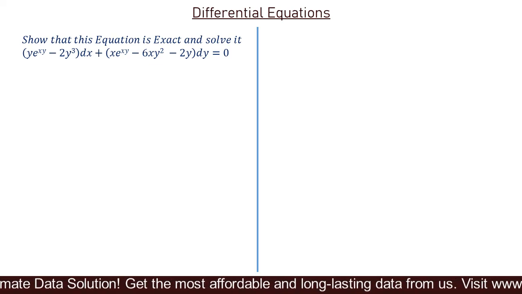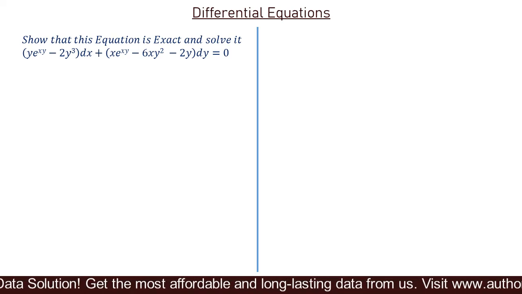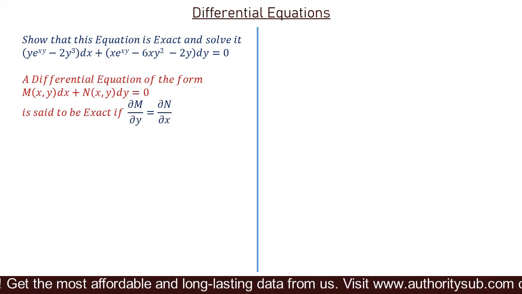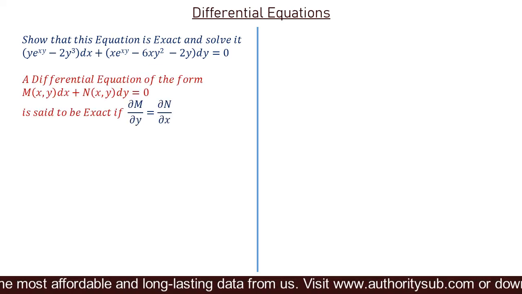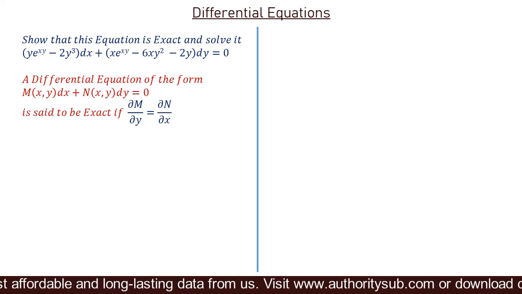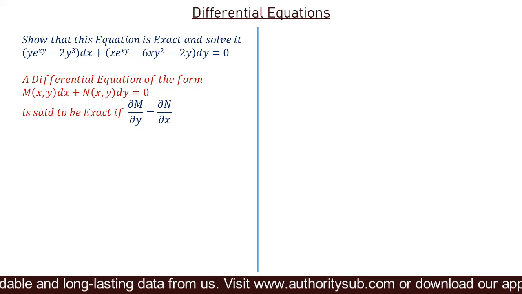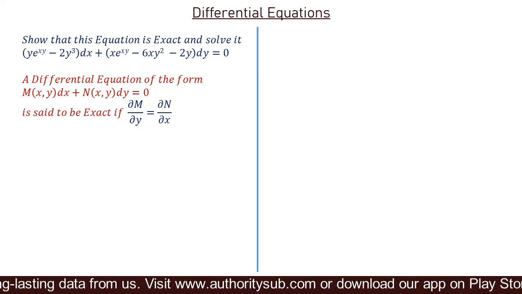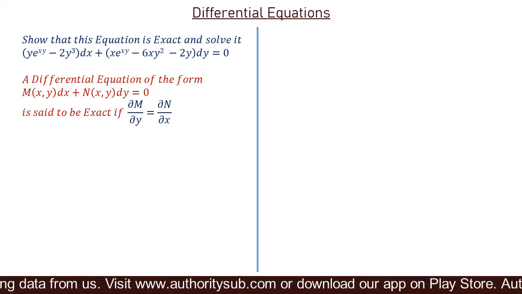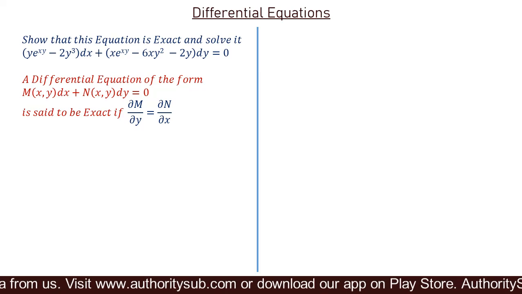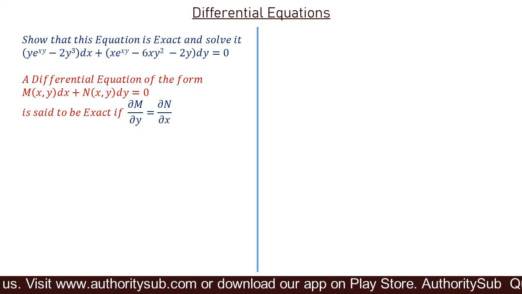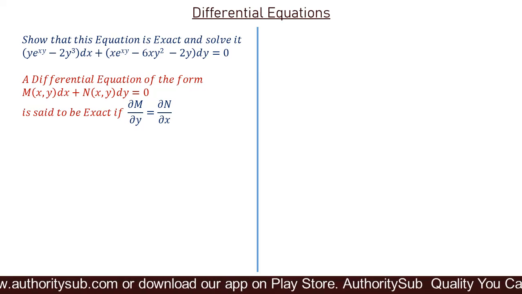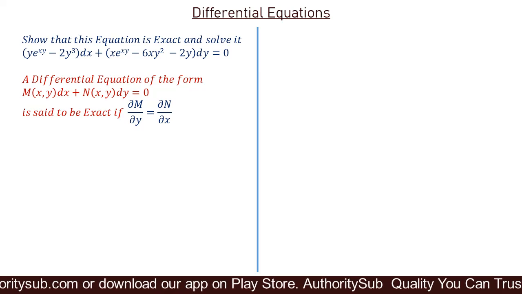Now, the first question is, what is an exact equation? By definition, a differential equation of the form M(x, y) dx + N(x, y) dy = 0 is said to be an exact equation if the partial derivative of M with respect to y is equal to the partial derivative of N with respect to x. Are we together? Good. Now let's solve it.